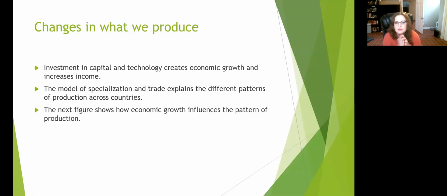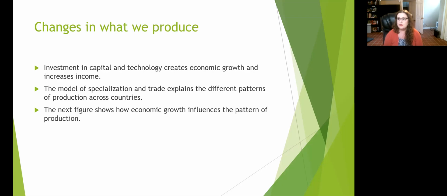So this means that there are changes in what we end up producing. Sometimes I need to produce fewer pizzas because I need to make more pizza ovens, right? Investment in capital and technology, so investment in these machines and tools and this automation, creates economic growth. It increases income.